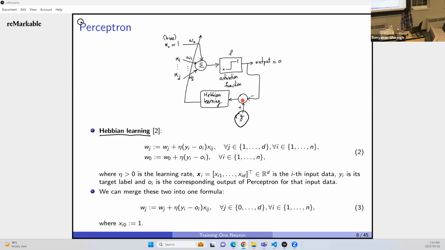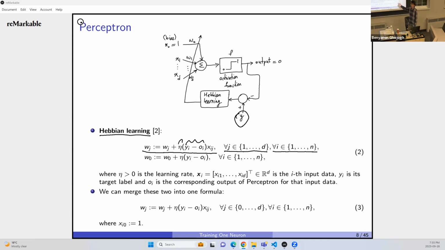So label minus the output, then I feed it to the Hebbian learning. And what does this arrow mean? It means let's tune the weights. You can see it as this: wj equals wj plus eta times (yi minus oi), because of this label minus the output, times xij. What is this eta? This is the learning rate, so this is a hyperparameter. You can tune it, and you do this for all j from 1 to d and for all i from 1 to n. So i denotes the data point, the data instance, and j denotes the dimensionality. So xij means the jth dimension of the point xi. xi is a d-dimensional vector.